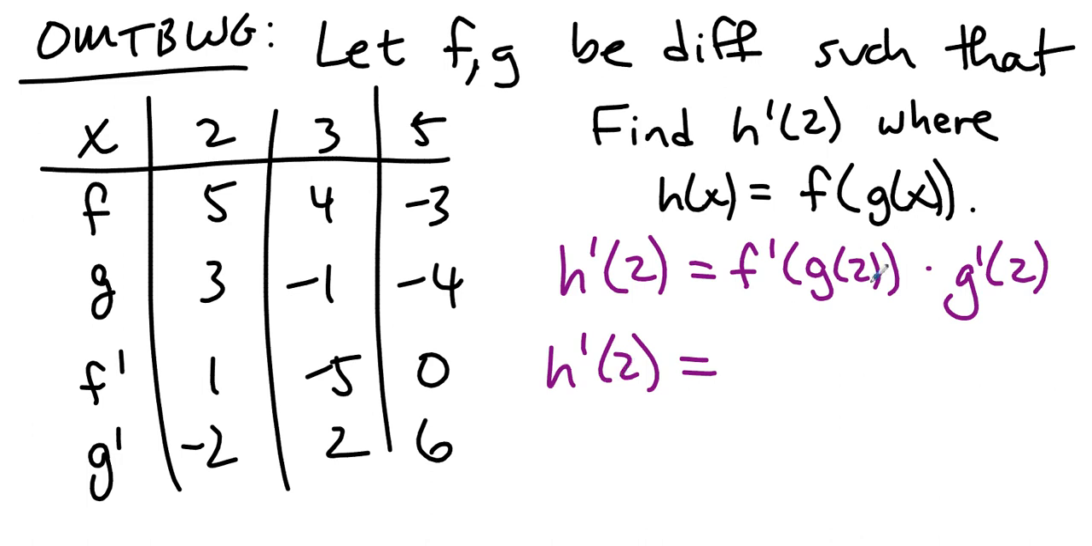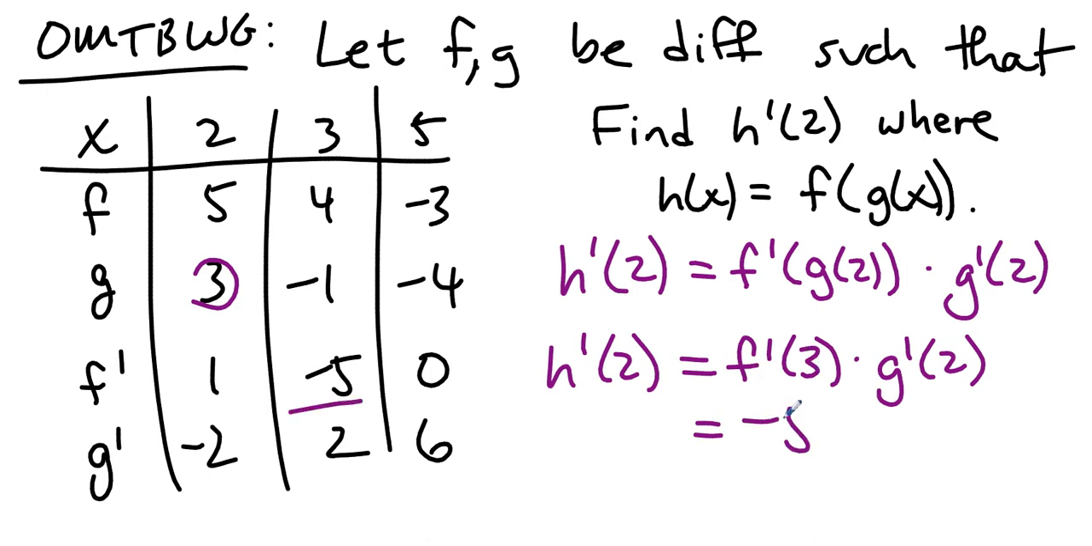I hope you did it. G of 2, that's 3. So we want f prime of 3 times g prime of 2. Well, f prime at 3, that's -5, and g prime at 2, that's -2, and there's your answer. You have got to be comfortable doing questions like that, because stuff like that is going to pop up.